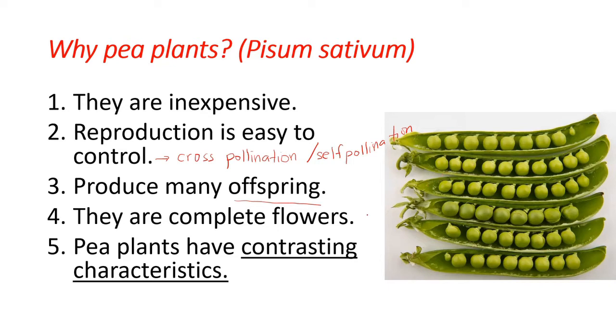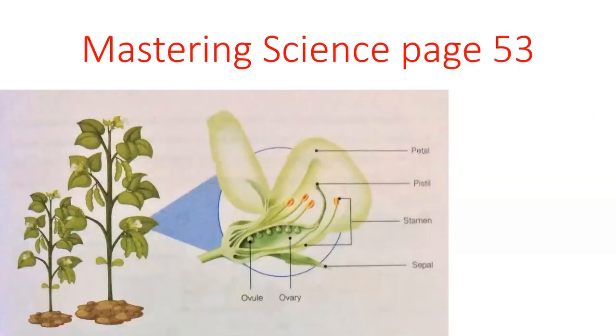And number four, they are complete flowers. A complete flower has four basic parts, and these are your petal, your pistil, your stamen, and your sepal. These are the four parts of a complete flower, or a perfect flower, or a bisexual flower. The pistil is the female part of a flower, and the stamen is the male part of your flower.